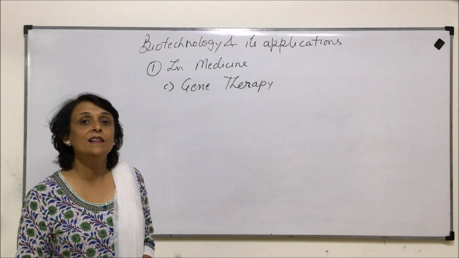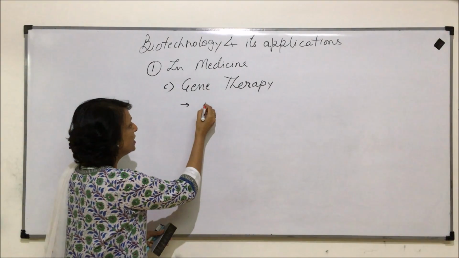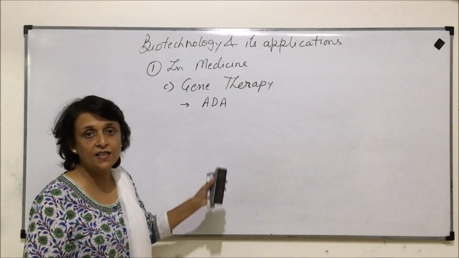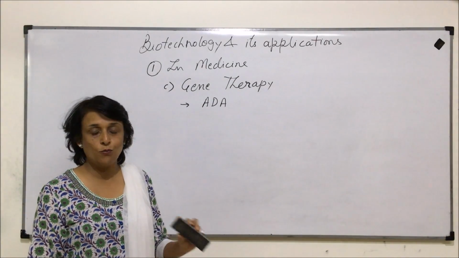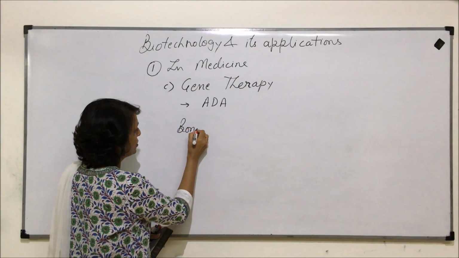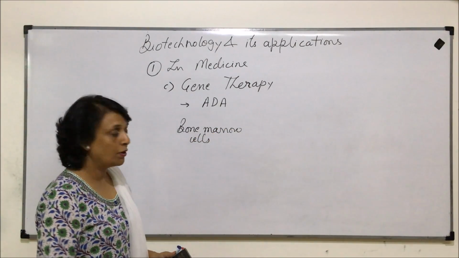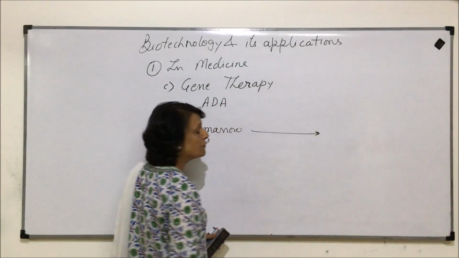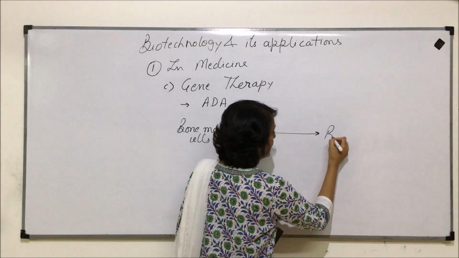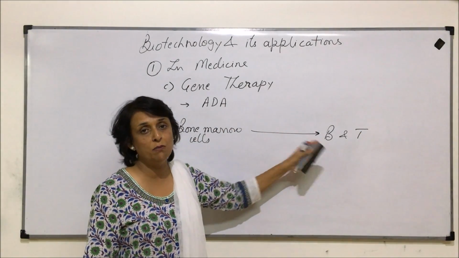The first clinical gene therapy was performed to treat the defect in a gene which synthesizes ADA, that is adenosine deaminase. Let us first understand how this enzyme works and what is the normal process, and then we'll come to the actual process of gene therapy. Bone marrow cells produce lymphocytes, and these lymphocytes get specialized in thymus or lymphoid tissues, and these cells form B and T cells, which actually are the cells responsible for our immune system.